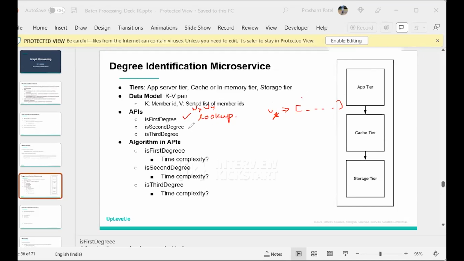Just look up. What about the second degree? So maybe we can make use of something else. We are given user X's connection list, which is here, and user Y's connection list is given. So what happens in case of mutual connections? Suppose user X and user Y share a second degree connection, some user Z, right? This means that user Z would exist here, and user Z would exist here. So it would be common, right?